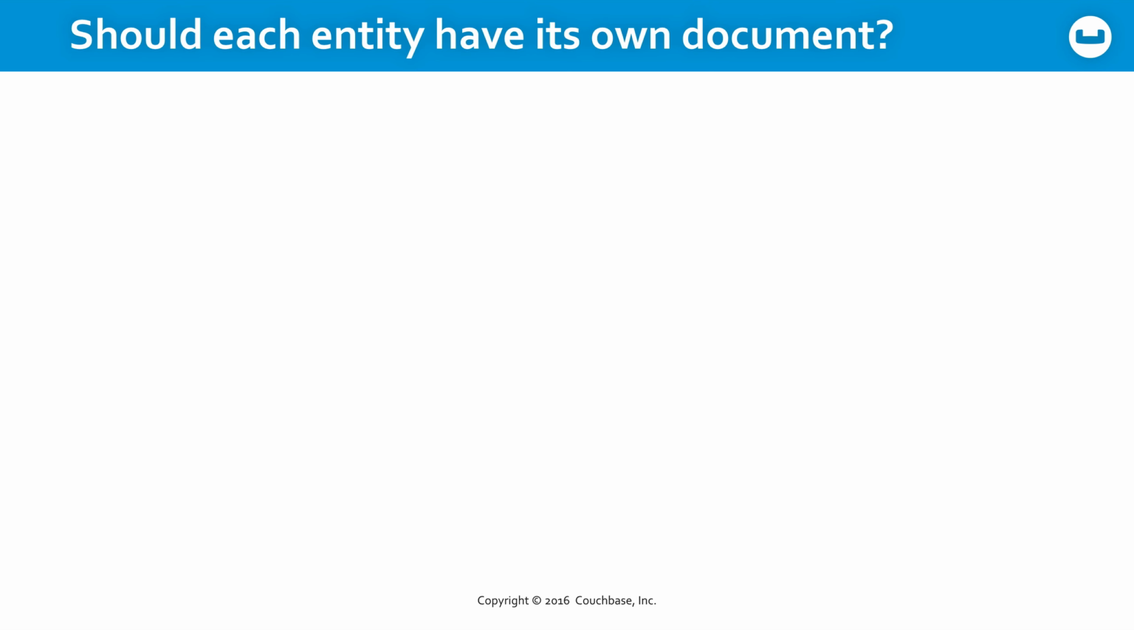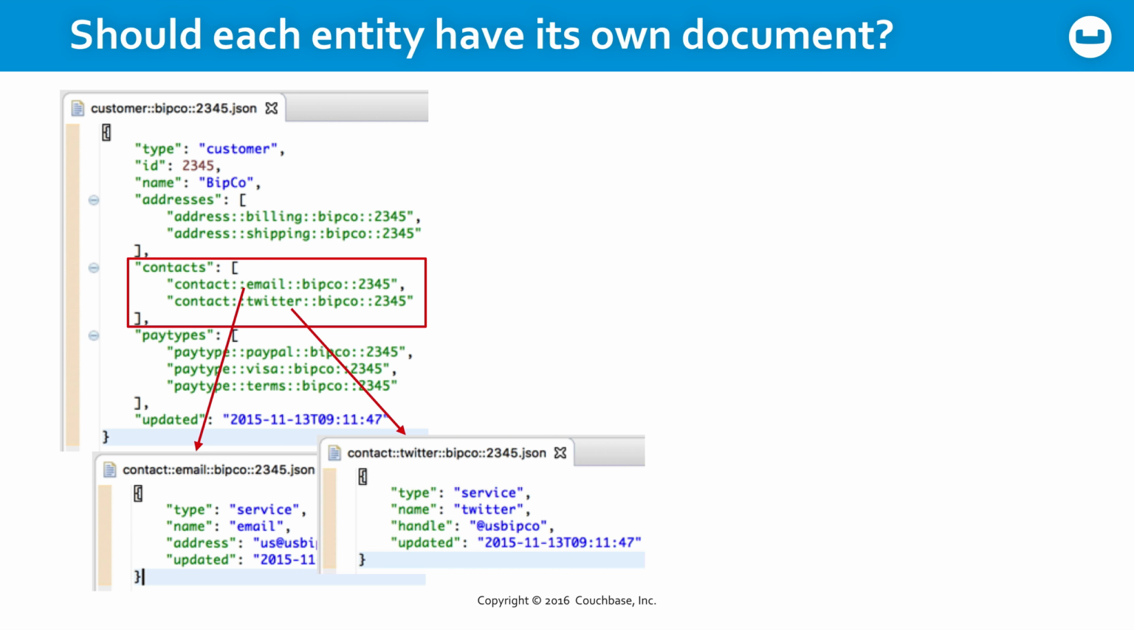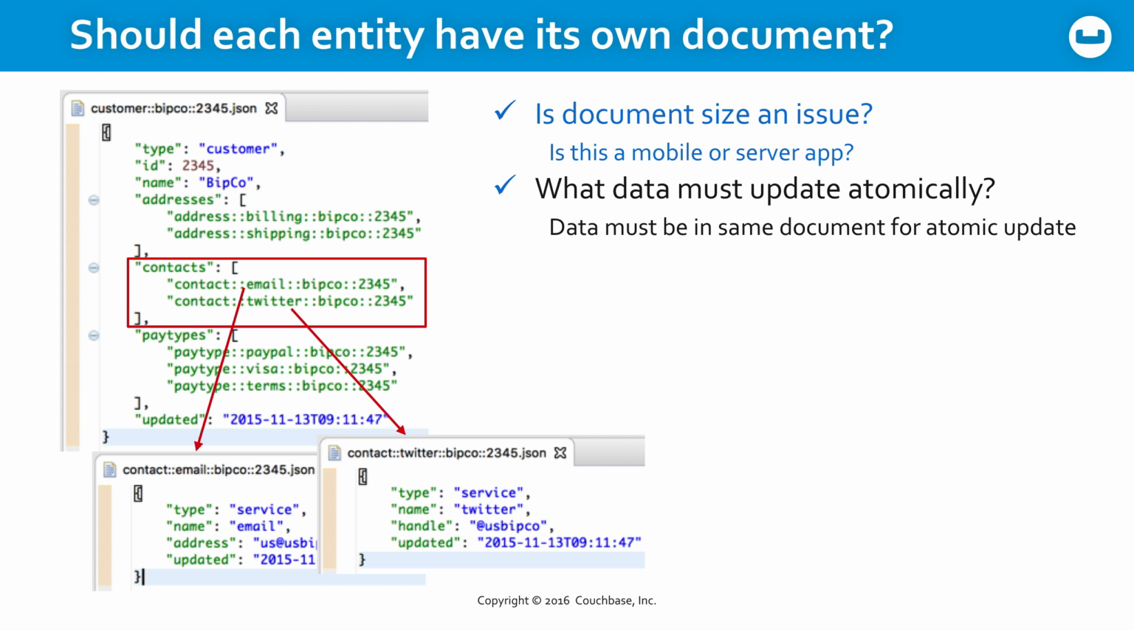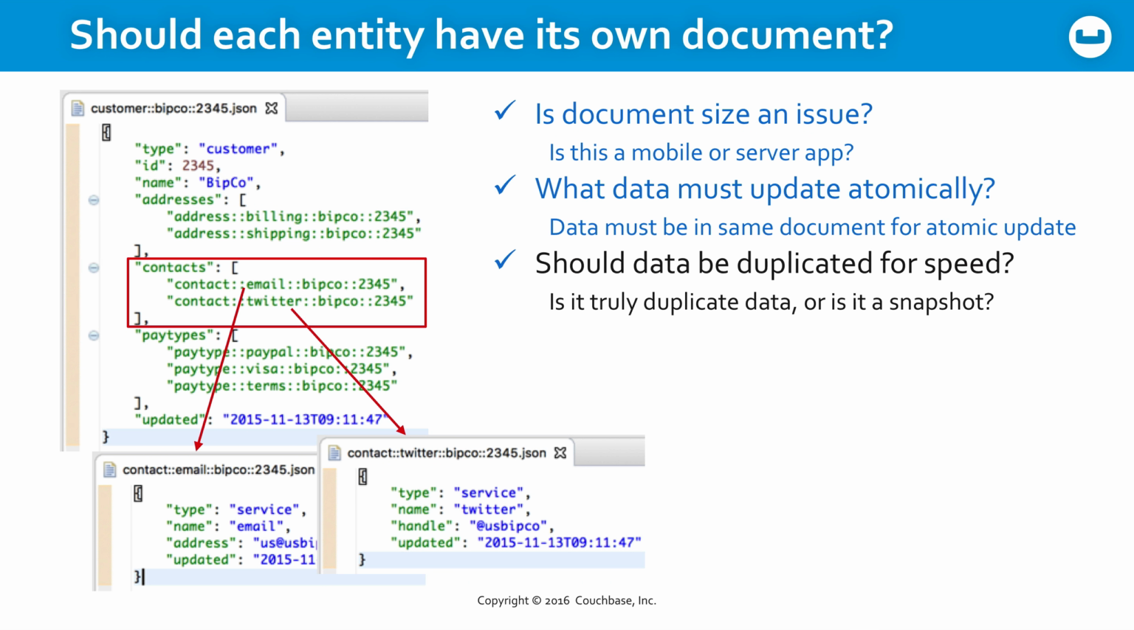And should each entity have its own document? Here we see that the contacts could be listed as an array, where each element in the array is a document ID, and then all of the detail for that particular contact is contained in a separate document. Well, is document size an issue? Is this a mobile app or a server app? Does this data need to update atomically? It has to be in the same document for an atomic update, but perhaps that doesn't matter with contact information.